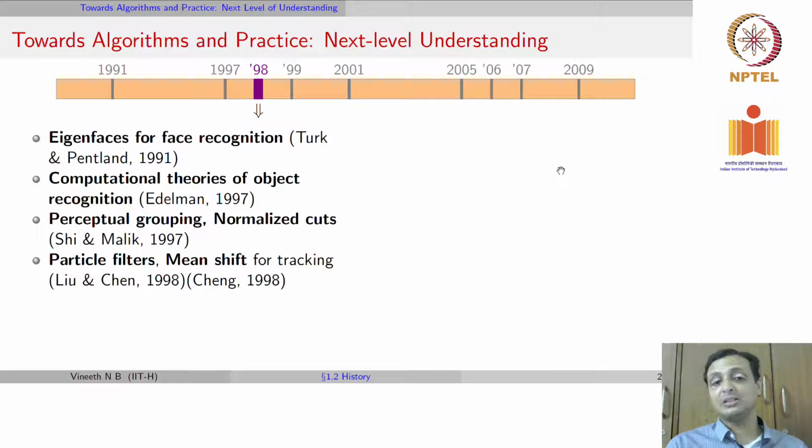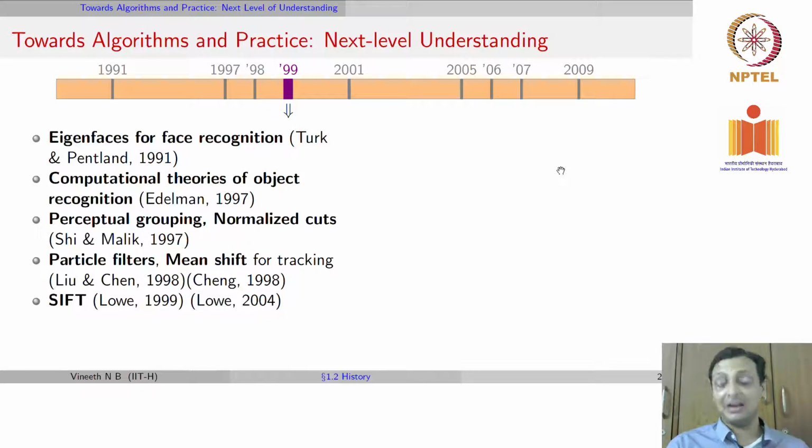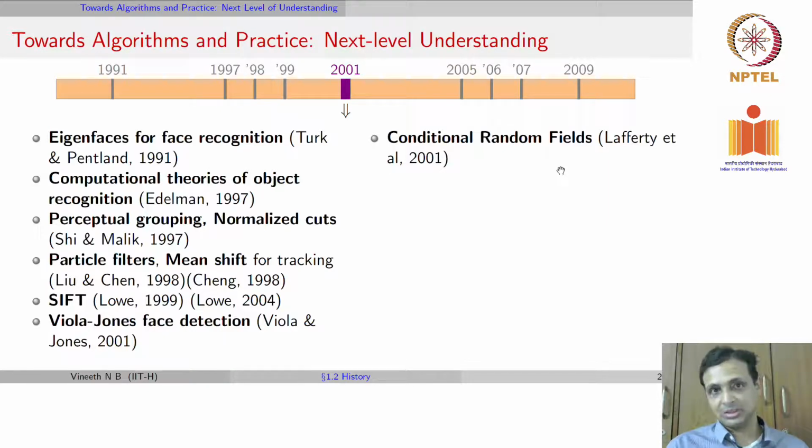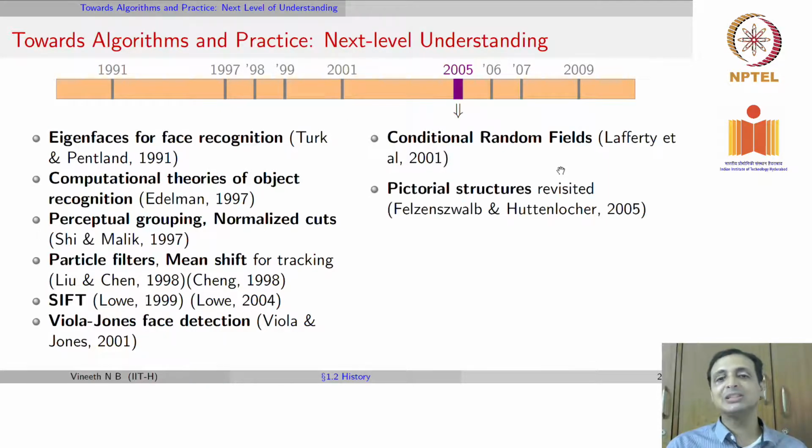Came particle filters and mean shift in 1998. Scale invariant feature transform. We'll talk about some of these methods in detail, which was an important image key point detector and representation method, which was developed in the late 90s, early 2000s. Then Viola-Jones face detection, again that came in the early 2000s. Conditional random fields, which was an improvement over Markov random fields.